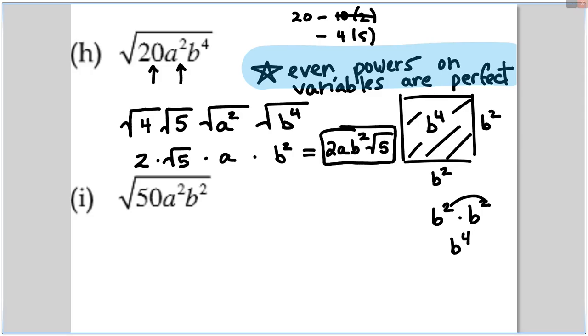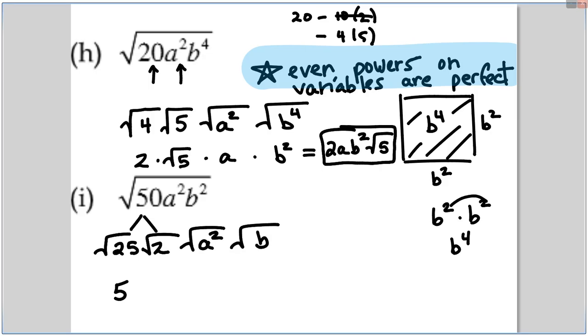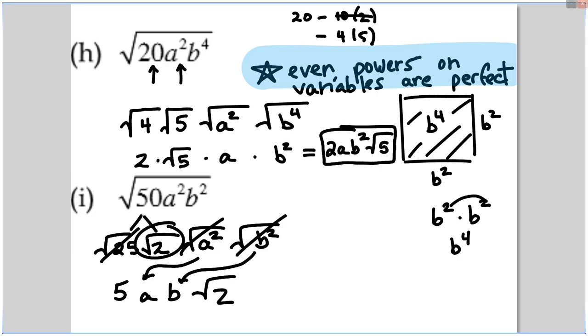So this next one, let's just work on the number. What could 50 become? That one's pretty easy, 25 times 2. So then you want to split them with radicals. What's the square root of 25? 5. Okay. So we also have the square root of a squared and the square root of b squared. What's going to be the answer to those? A, b. And the only one that's not perfect was the root 2. So it's 5ab root 2.